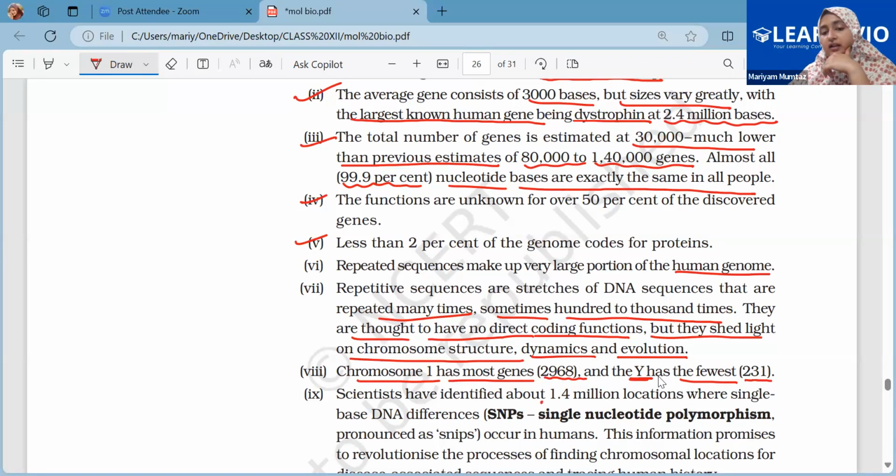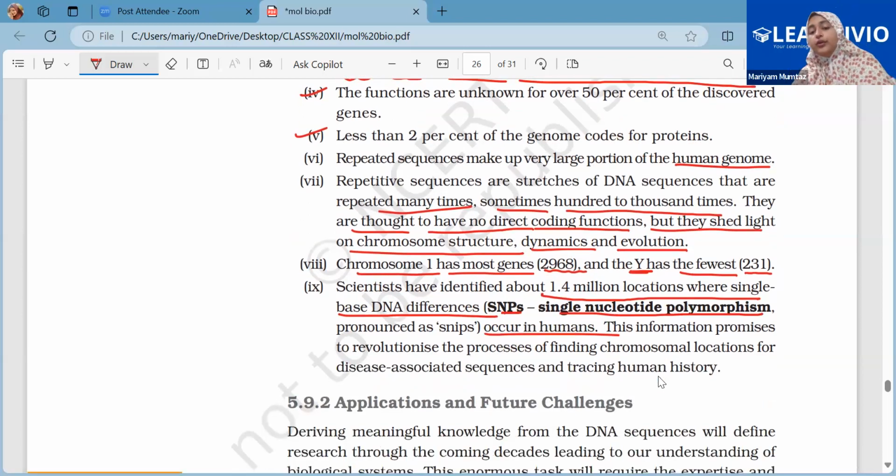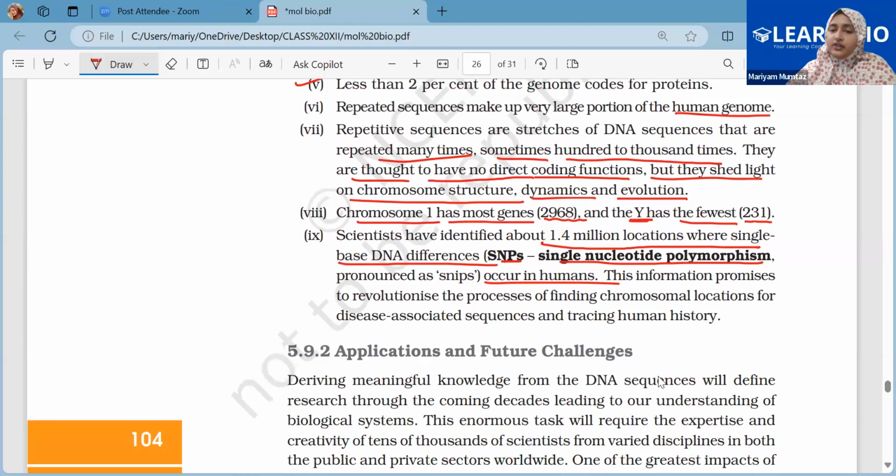Scientists have identified about 1.4 million locations where single base differences, the single nucleotide polymorphisms, also pronounced as SNPs, occur in humans. So in these 1.4 million locations is where the SNPs occur. This information promises to revolutionize the process of finding chromosomal locations for disease-associated sequences and tracing human history.